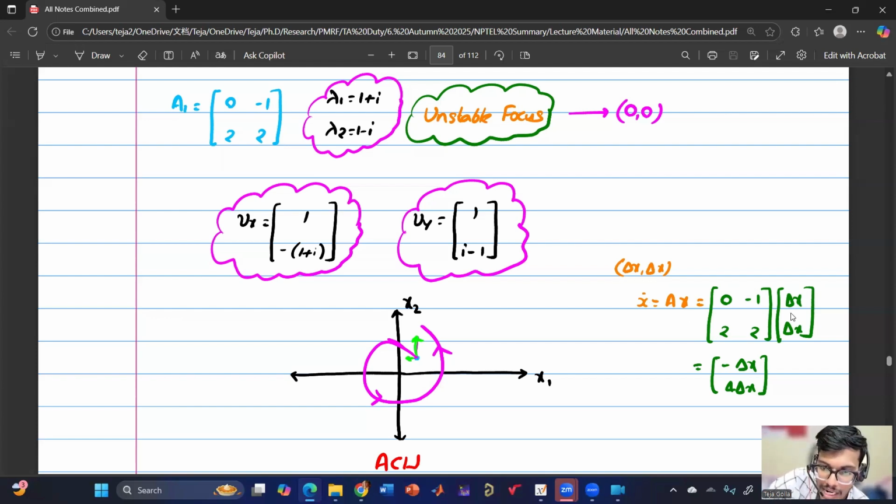So I am considering a delta x perturbation, and minus delta x corresponds to the left side, and this corresponds to the upside. So the effective direction will be northwest, so it is going in anti-clockwise direction. Imagining the eigenvectors here will not be of any help, because anyway it is going in a circular fashion, either inside or outside. It's a real dimension, so we cannot have the imaginary dimension.